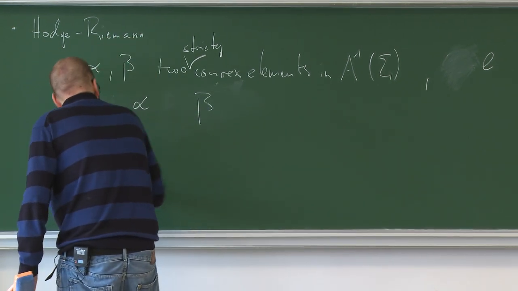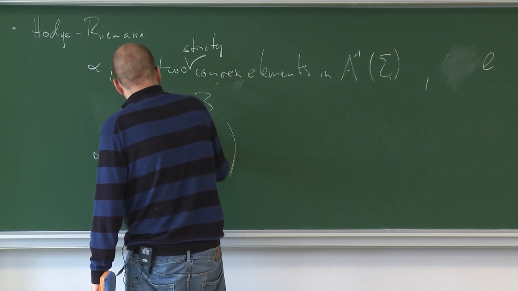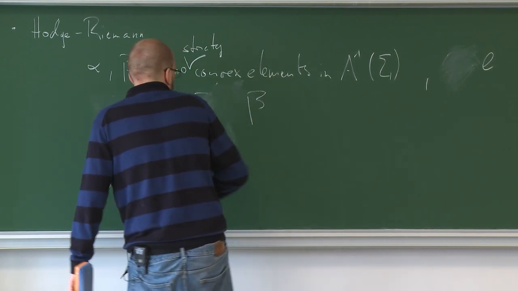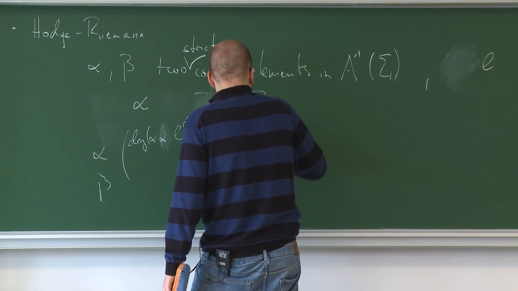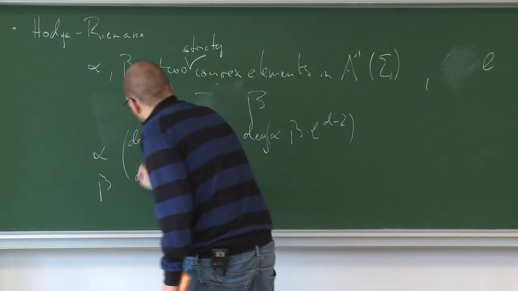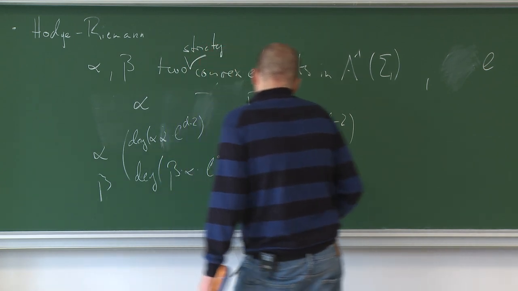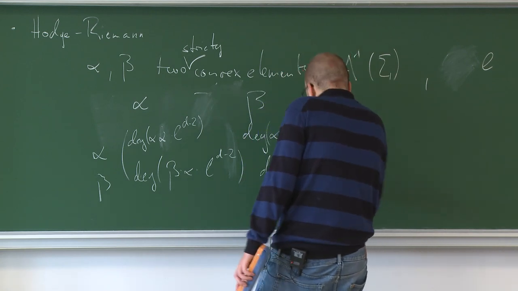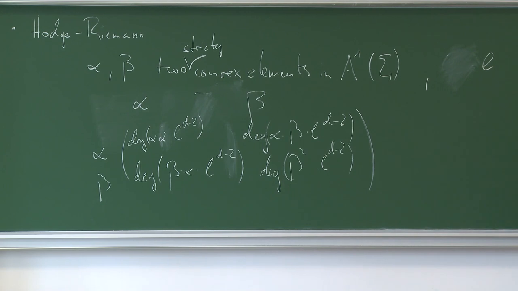I want to write down the Hodge-Riemann bilinear form on this two-dimensional subspace, so I have the degree of alpha times beta times L to the d minus 2. And then I have alpha squared, alpha times alpha. This is degree of alpha times beta times L to the d minus 2. And then I have here the degree of beta times alpha times L to the d minus 2, and then the degree of beta squared times L to the d minus 2. This is the matrix that I get for the Hodge-Riemann bilinear form restricted to this two-dimensional subspace.